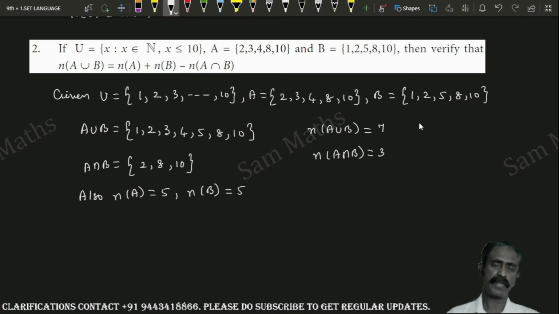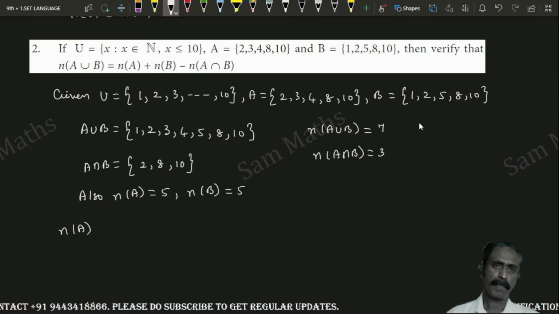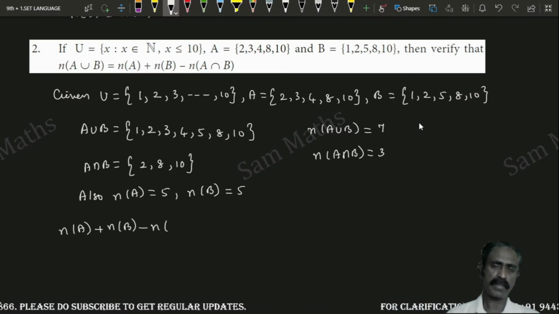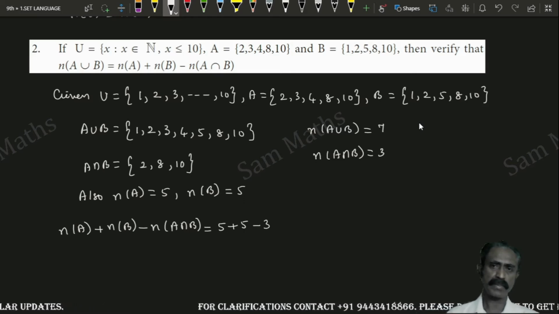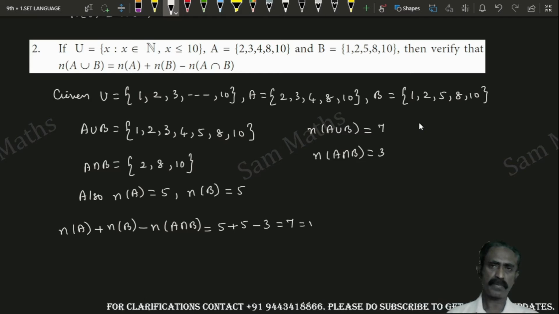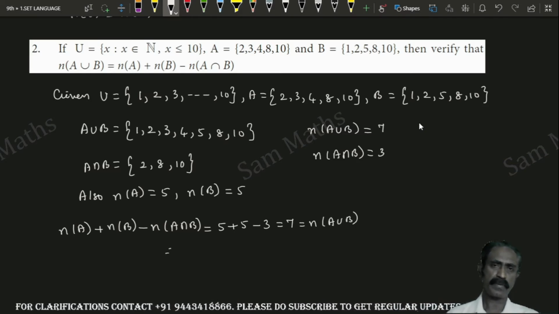Now we have to verify the formula. n of A plus n of B minus n of A intersection B, which is equal to 5 plus 5 minus 3 equal to 7. 7 is equal to n of A union B. Therefore, it's verified.